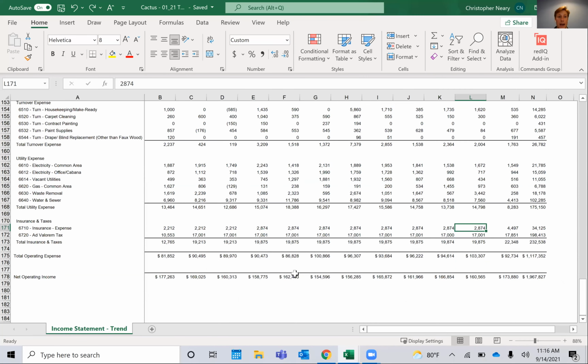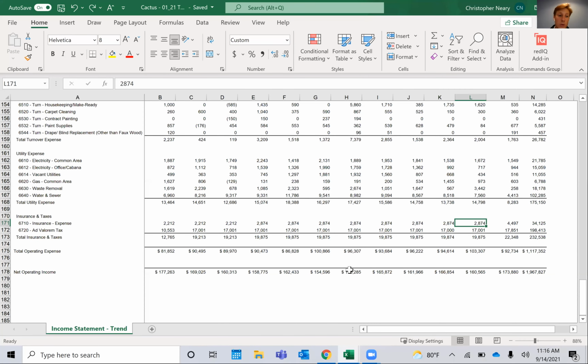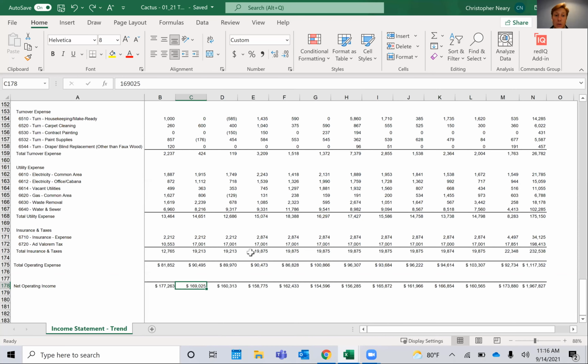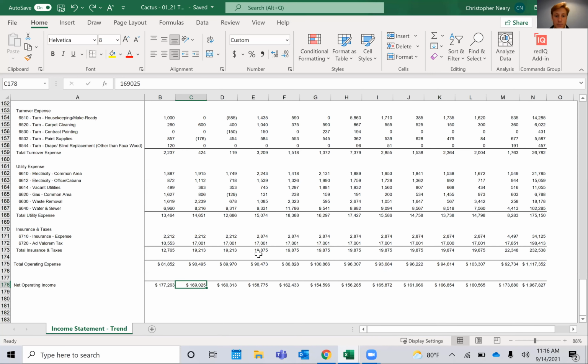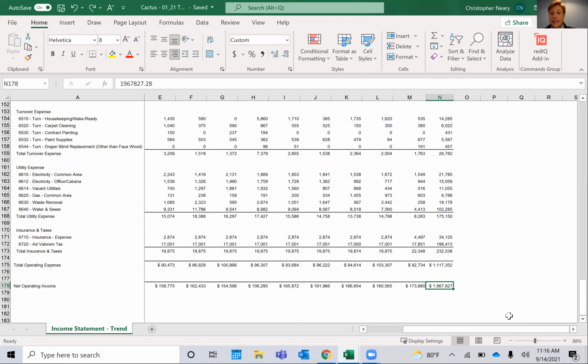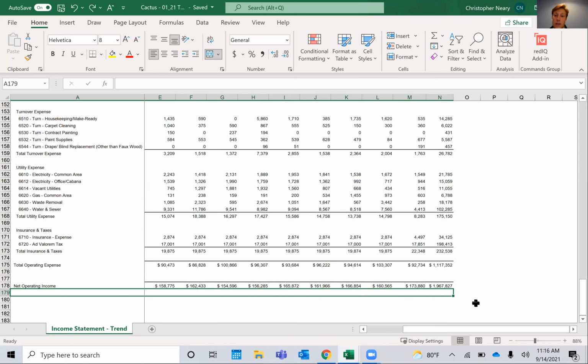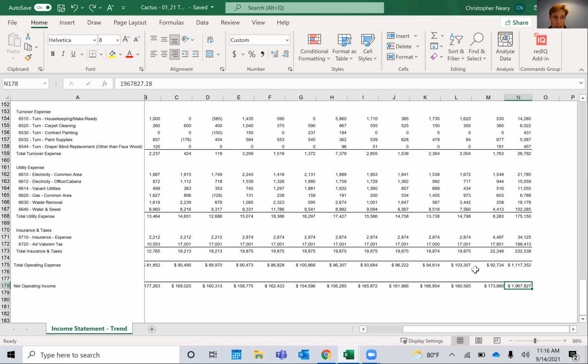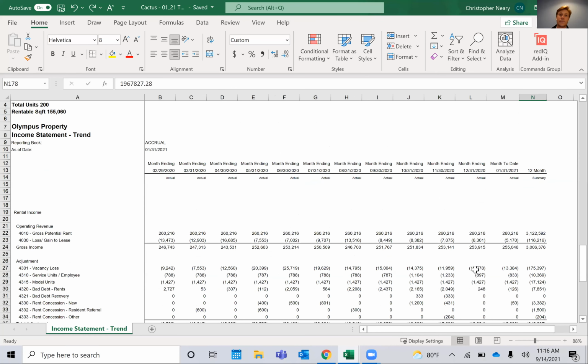After all that, the T12 is going to compute this NOI, net operating income. That is your income minus your expenses, not including debt service, right? So you can see this fictitious property, in a 12-month period, has a $1.9 million NOI, right? That's not bad for a larger deal.